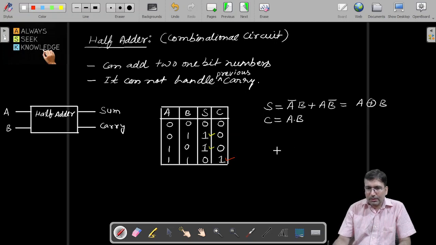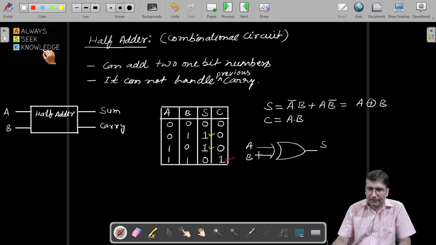So if we want to draw the circuit of the half adder, there is an XOR which is taking two inputs like this. Let's say this is the A input and this is the B input. In that case we are getting this as sum. So this is the sum.